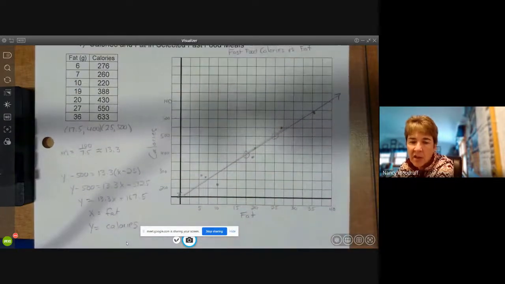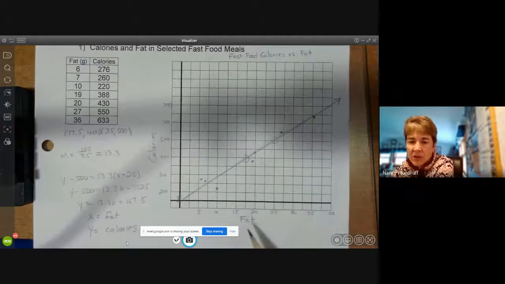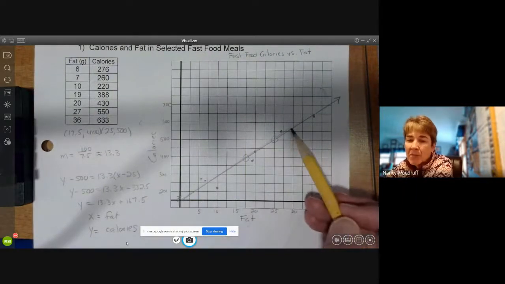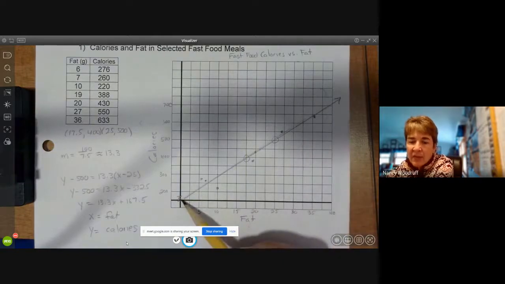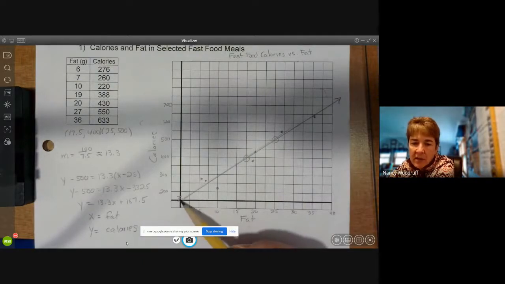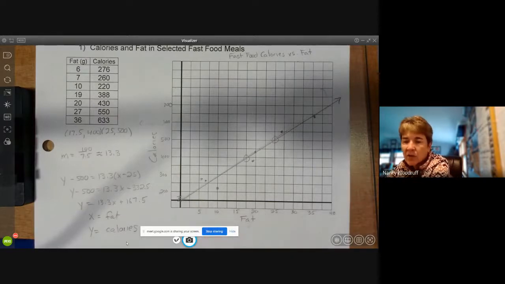Okay, now I plot the points. Now I'm on track. I draw in my ray. In this case, it does not make sense to have an arrow down here. Wait a minute, did I just lie to you? No, because you're not going to go below 0 fat. So since this is 0 fat, it's going to end somewhere there.